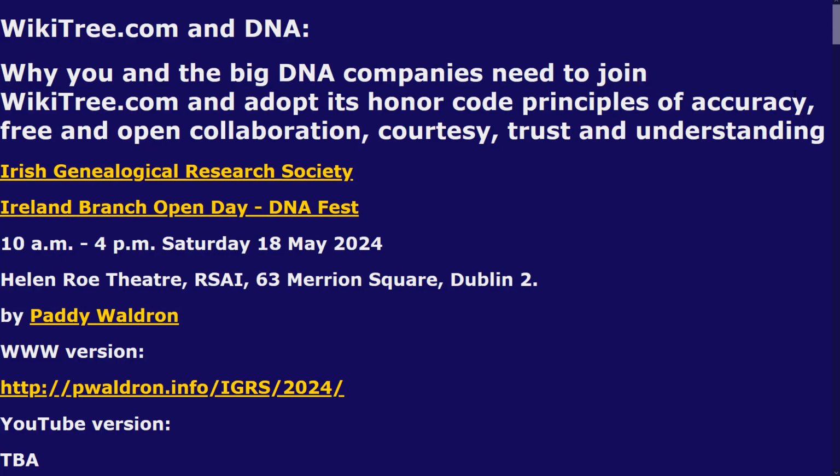I'm going to talk to you. I said I would give John a short title, wikitree.com and DNA. And then I was thinking, why do people need Wikitree? So I said the real purpose of this talk is to convince you and the big DNA companies to join wikitree.com and adopt its honor code principles, which are accuracy, free and open collaboration, courtesy, trust, and understanding. Accuracy is one thing that we're not used to from the big genealogy websites.